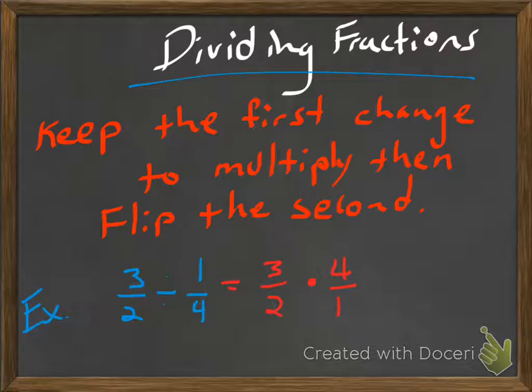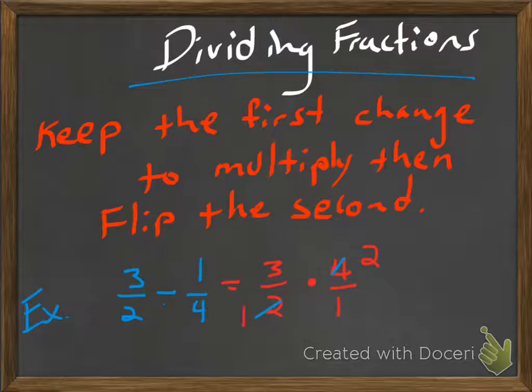Now we're going to multiply just like before. Can I reduce 3 over 2? No. Can I reduce 4 over 1? No. I can reduce 4 over 2 though. 2 will go into 2 one time and 2 will go into 4 2 times. So let's do that. Oops, wrong thing. There we go.